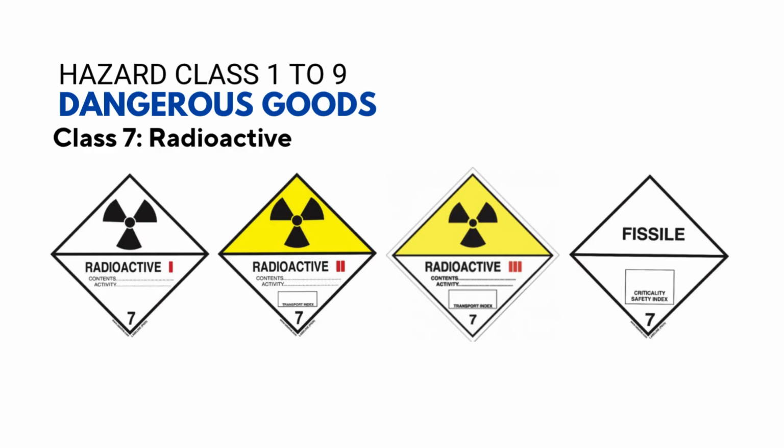The first label, radioactive I, has a white background and indicates very low radiation levels, typically safe for routine handling. The second label, radioactive II, has a yellow and white design and represents moderate radiation levels, requiring more careful handling and shielding. The third label, radioactive III, also yellow and white, marks high radiation levels. These packages need strict transport controls and must be kept away from people and other cargo. Finally, there's the fissile label, used for materials capable of nuclear fission, such as uranium-235 or plutonium. These shipments require special criticality safety measures to prevent chain reactions.